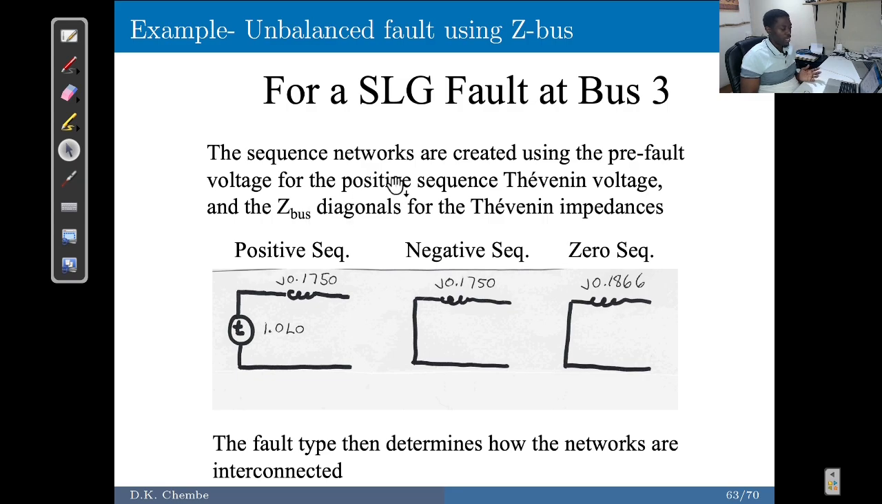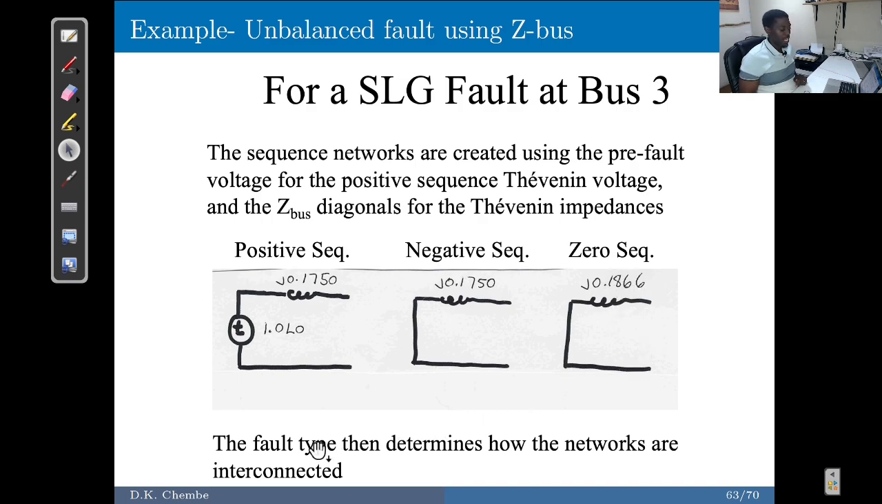So what we have, this is the Thevenin voltage and the Z bus diagonals. This is for the positive sequence. This is the Thevenin circuit that we obtain. This is the negative sequence, and this is the zero sequence.